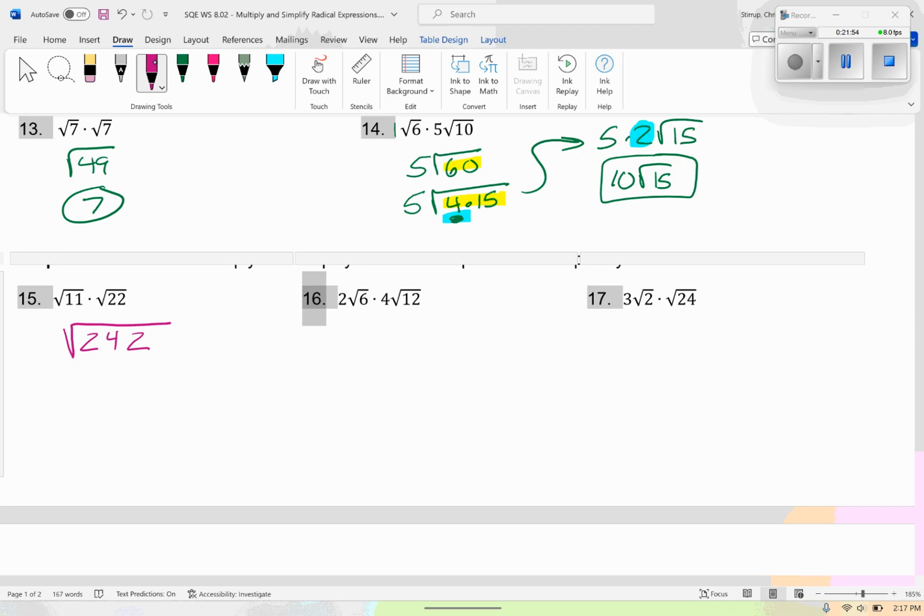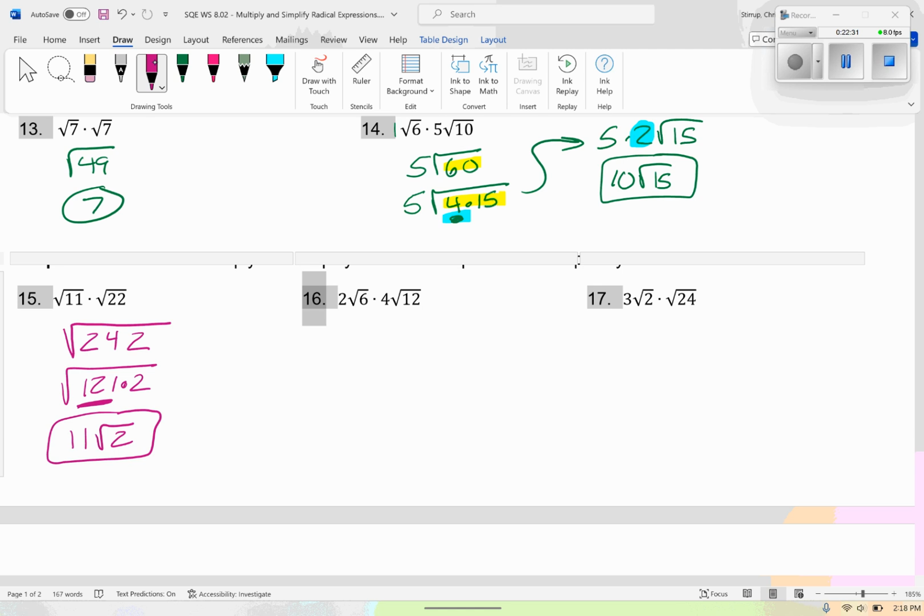Can I multiply 144 times a whole number to get 242? No. Can I multiply 121 times a number to get it? What do I do? 121 times 2. Cool. So 121, that's the biggest perfect square that's going to work. So this is going to be 121 times 2. So what's the square root of 121? 11. What's left behind? Root 2. So the square root of 121 is 11.